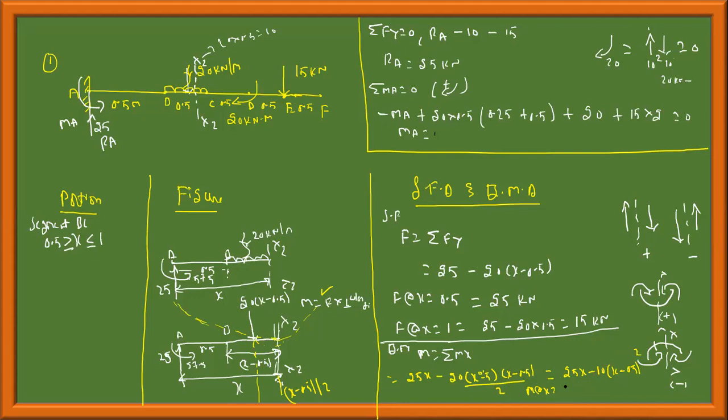M at x equal to 0 is how much? 25 into 0, this will be 0, right? 25 into x minus 10 into x minus 0.5 the whole square. M at x equal to 0.5 should be equal to 25 into 0.5. How much would it be? 12.5.